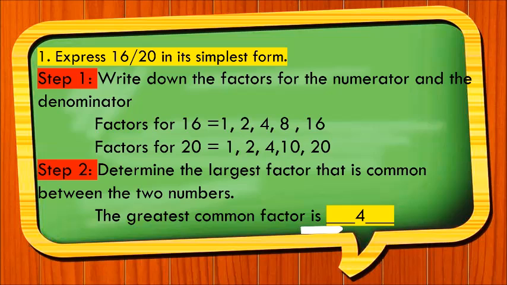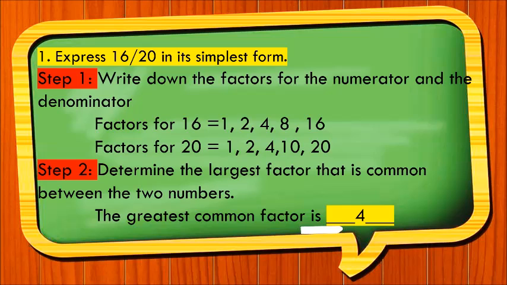Try to look at your papers. Did you get the factors of 16? You should have 1, 2, 4, 8, and 16. What are the factors of 20? We have 1, 2, 4. I forgot 5. There should be 5 in here. 5, 10, and 20. Now what is common to them? We have 1, 2, 4. The greatest common factor, the GCF, is 4.